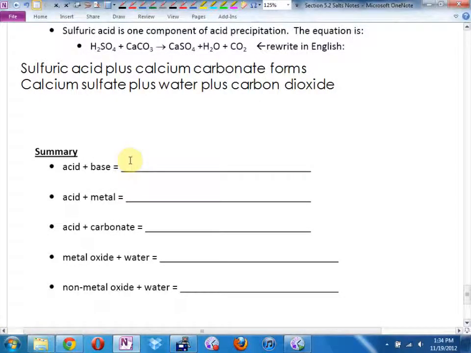Acid plus base. What did that give us? Do you remember? Salt plus water.